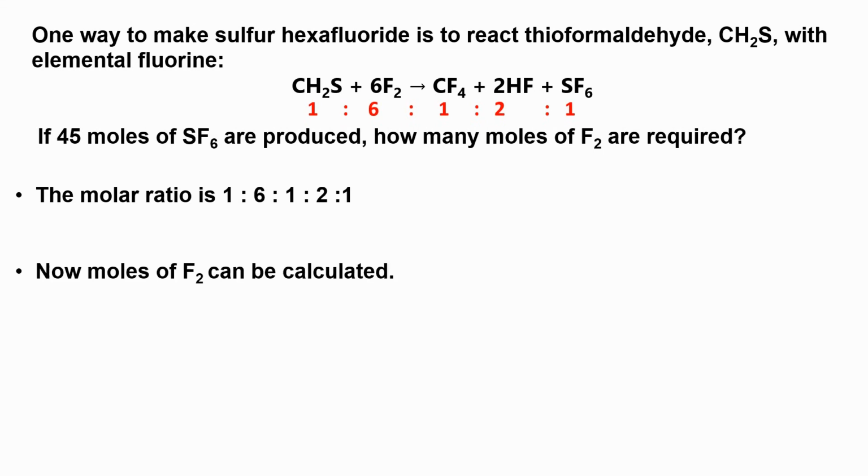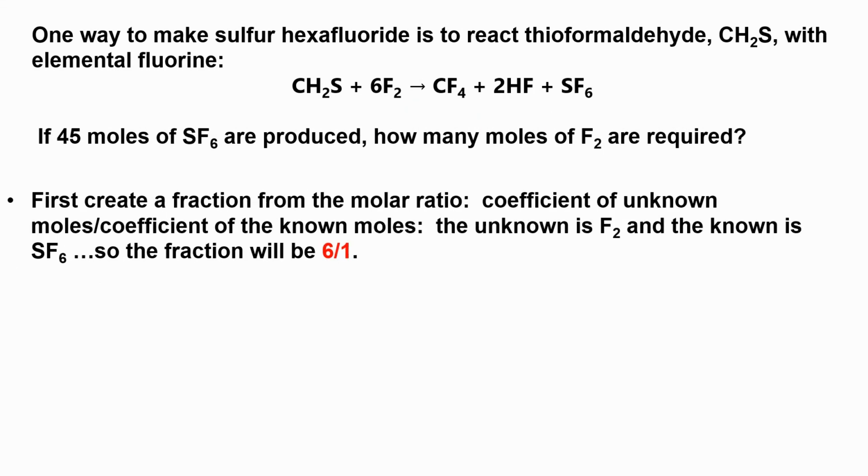Now moles of F2 fluorine gas can be calculated. First, create a fraction from the molar ratio, the coefficient of the unknown moles divided by the coefficient of the known moles. The unknown is F2 and the known is SF6. So the fraction will be 6/1.